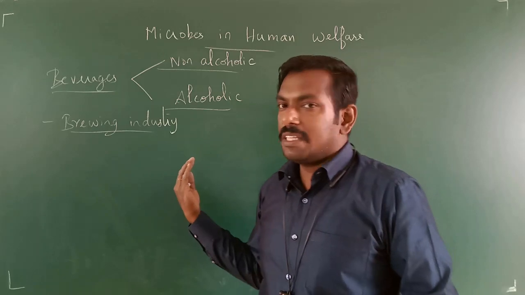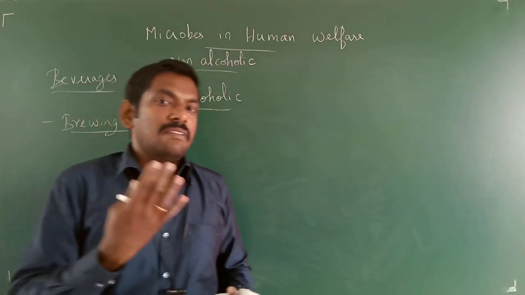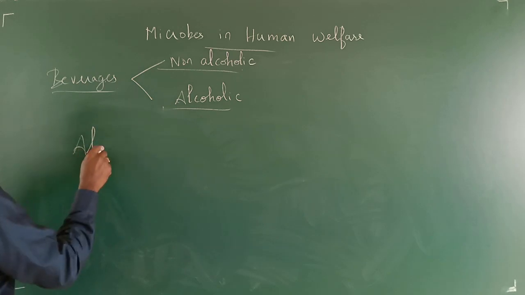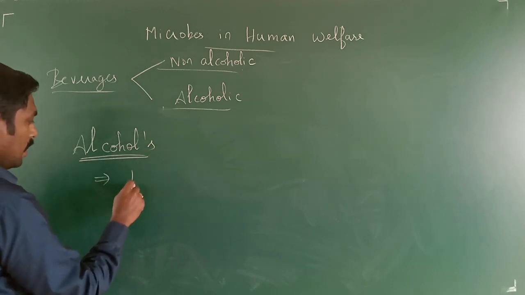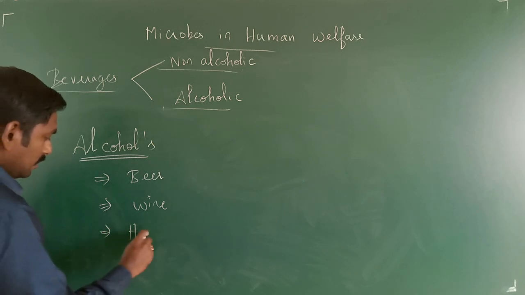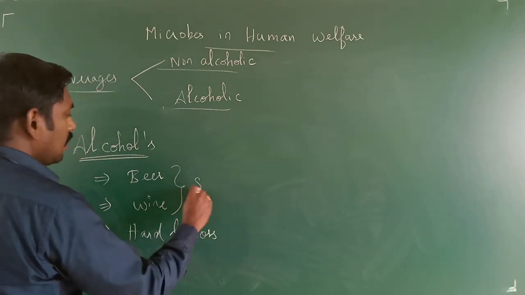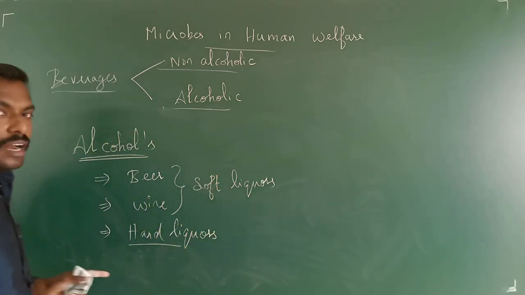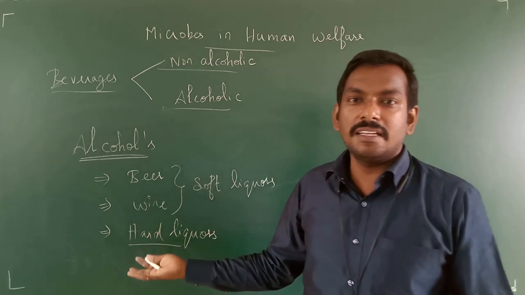Right, so when we speak about alcohol, you will be remembering the various types of alcohols. Right, beer you will be having, wine, then you will be having the hard liquors. Right, so you will see about the beverages. Alcohols you will be classifying as beer, wine, then the hard liquors. These two are called the soft liquors, and the others the hard liquors. These hard liquors are called hard drinks.